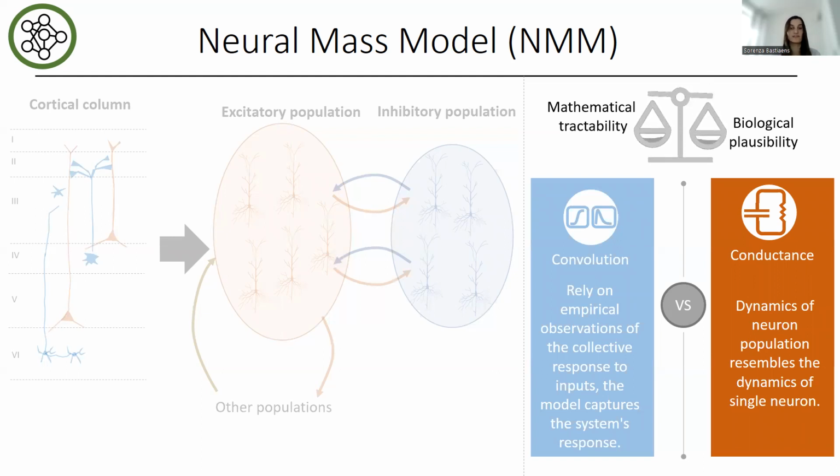And although convolution-based models lack the biological detail of conductance-based models, they provide a more straightforward and interpretable framework for understanding these system-level dynamics of neural populations. It is also possible to see convolution-based models with conductance-based elements. It all depends on the level of mathematical tractability and biological plausibility that you're looking for, and so what type of processes and dynamics you're trying to study and investigate.